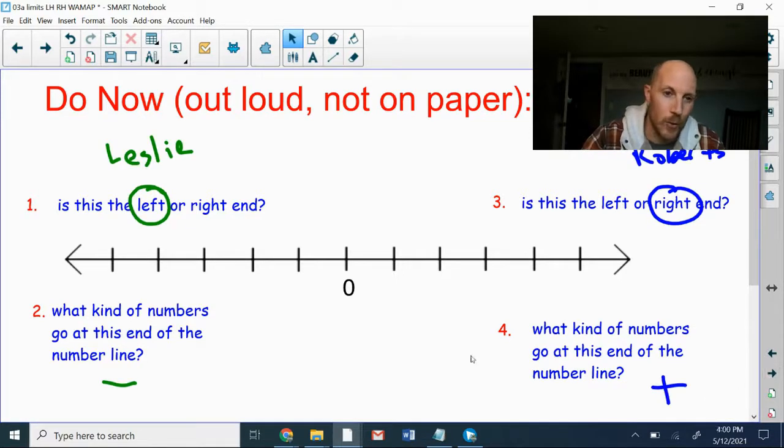Okay. So number 1 is the left end, and negative numbers go there. Number 3 is the right end, and positive numbers go there. So pirates don't always know how to write, and so they'll be like X marks the spot. They just make their mark without actually knowing how to write their name necessarily. So same is true for these pirates. Dread Pirate Leslie doesn't actually maybe know how to spell his own name, but his mark is a minus sign, and the Dread Pirate Roberts' mark is a plus sign.